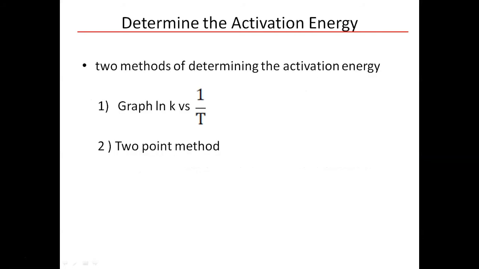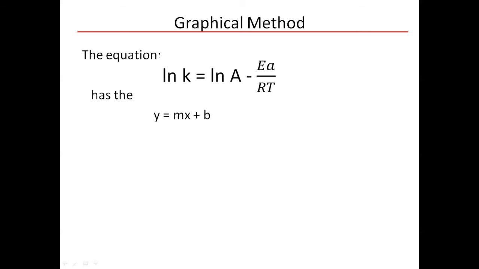So, how does this help us? Well, the derivation of this formula can be used to determine my activation energy in one of two ways. The first way is I could graph my ln of k versus 1 over temperature. The other way is if I had the rate law constant and the temperature for two different trials, I could determine my activation energy. And we're going to look at both of them. So let's take a look at the graphical method first.